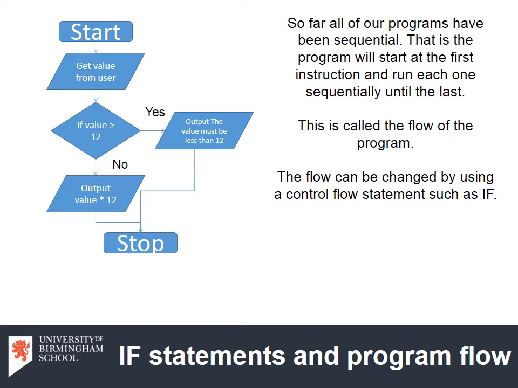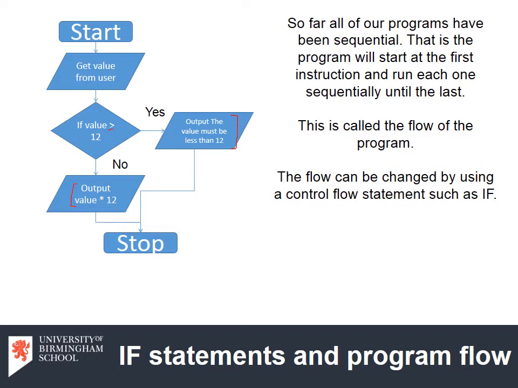So let's have a look at this flow chart. Now hopefully you've seen these kind of flow charts in Key Stage 3. If not, here's a flow chart. So I get a value from the user. If that value is greater than 12, so remember that symbol for maths if you've not seen it before. If it is, then I'm going to say the output must be less than 12. Otherwise, I'll times that number by 12 and output it. And then I stop.